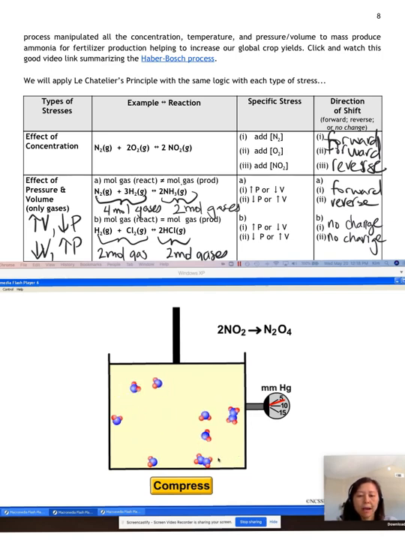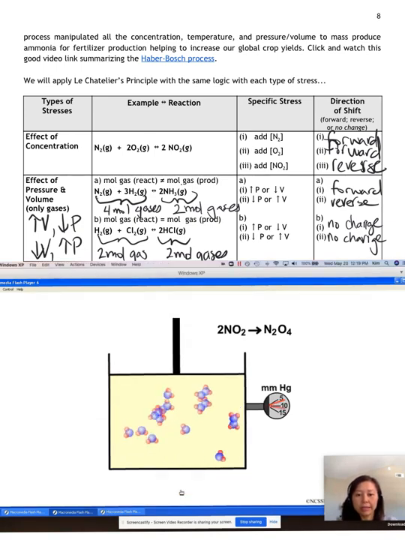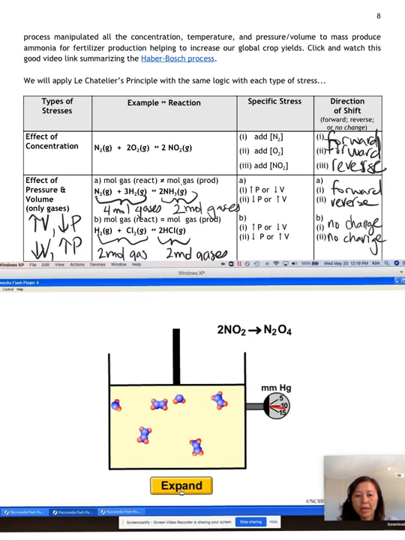I'm about to compress this container. When I compress this container, we're going to see less volume, less room for these particles to move. And so the equilibrium will find a way to shift in order to compensate for the less room that you have. So let's look to see what the shift is. You'll notice that there are now 2 more dinitrogen tetroxide. And of course, 4 of the nitrogen dioxide are lost.